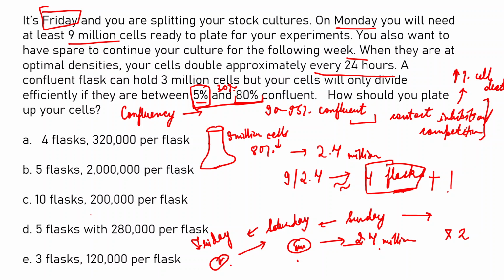Now there are 2 options with 5 flasks. Here this is too much of cells. So we'll have 5 flasks with this much cell density per flask, such that we plate these 5 flasks with this many cells on Friday, so that we get this many cells on Monday. So this D is the correct answer. People who answered D, that is the correct answer. If anyone has any doubt again in this calculation, you can unmute yourself and ask me.